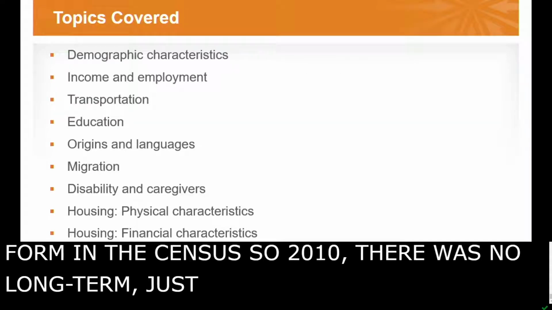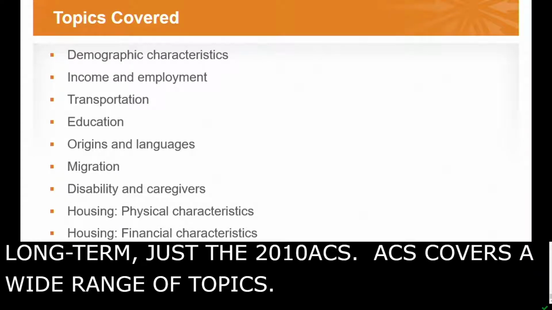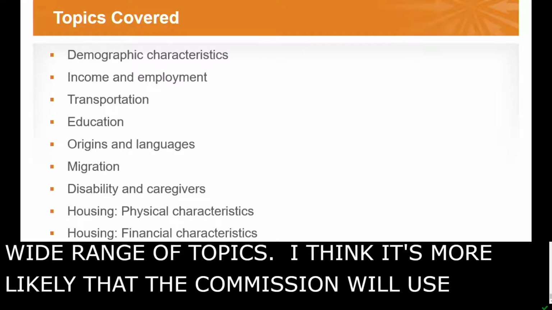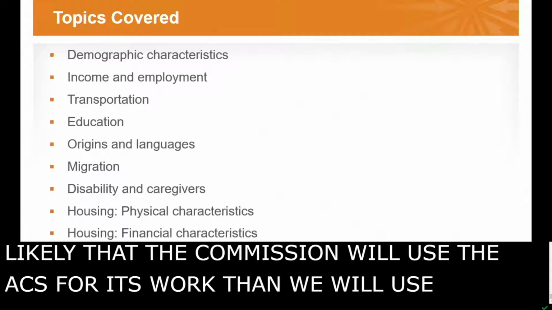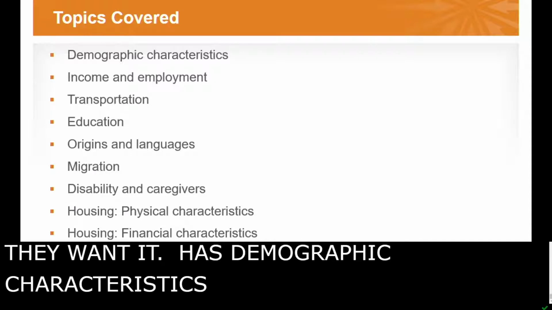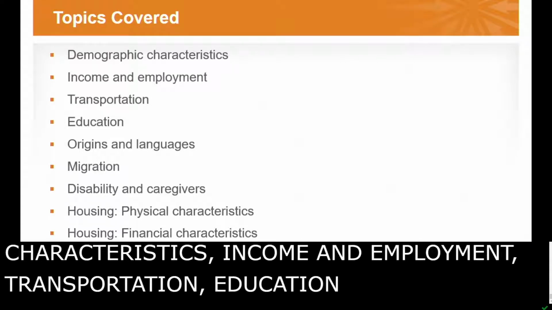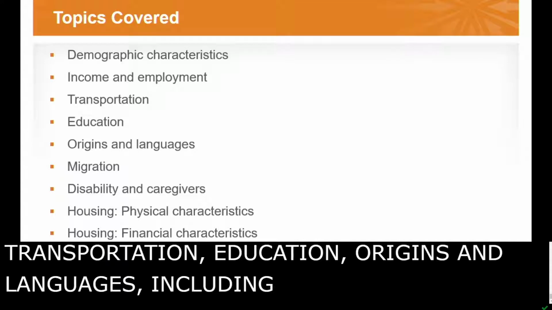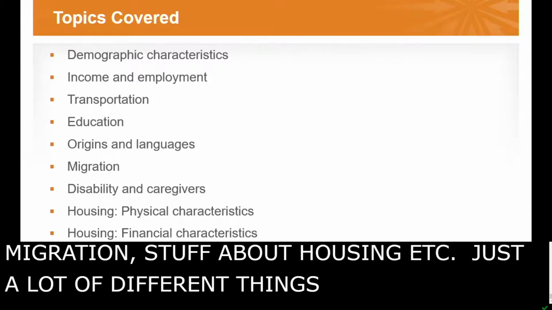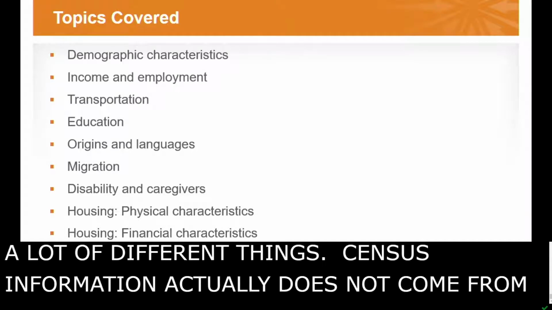The ACS covers a wide range of topics. And I'm zeroing in on the ACS because I think it's more likely that the commission will use the ACS for its work than the CPS, though the CPS is there as a resource if they want it. It has demographic characteristics, income and employment, transportation, education, origins and languages, including citizenship, migration, stuff about housing, et cetera. Just a lot of different things. A lot of what we think of as census information actually does not come from the decennial census. It comes from the ACS at this point.